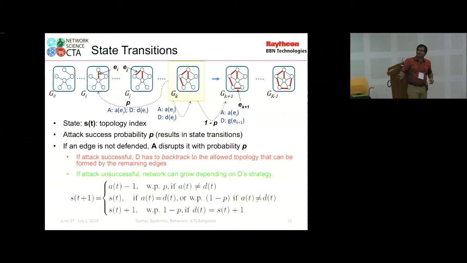And similarly, in the growth phase, with probability 1 minus P, you'll grow to this particular topology. And with probability 1, if the attacker decides to attack link J and you also decide to defend link J, then with probability 1, you'll stay back in the same topology. So this just codifies this.